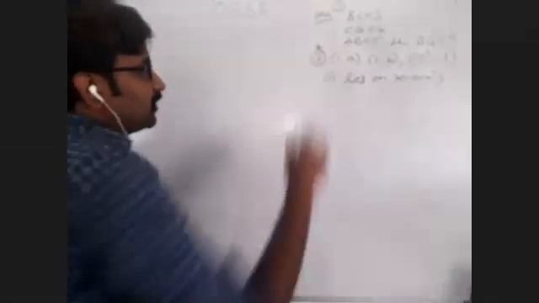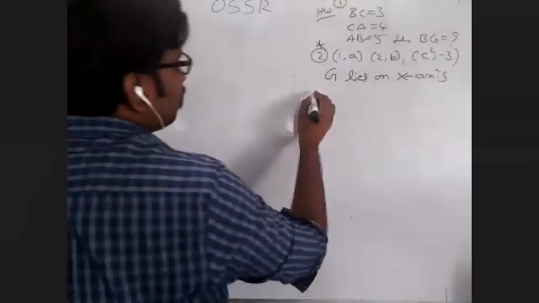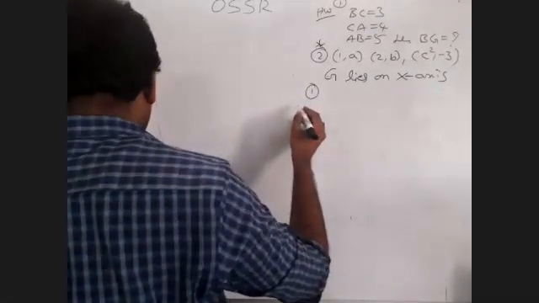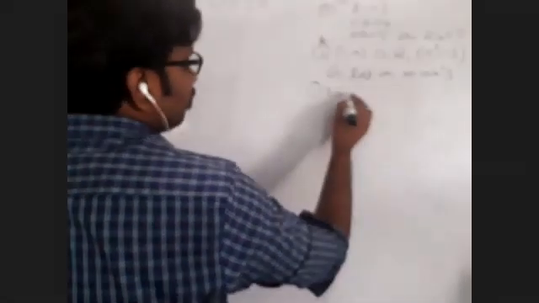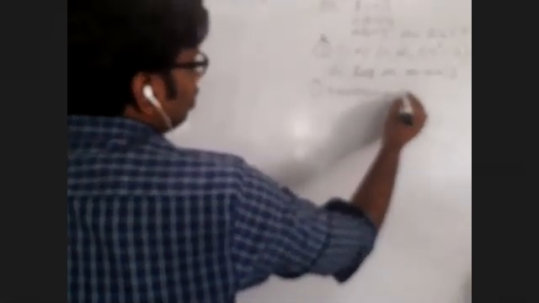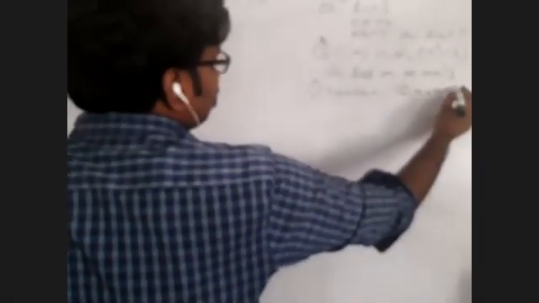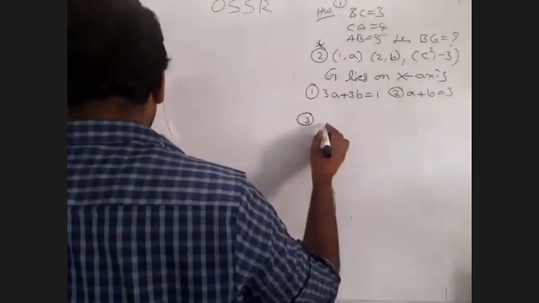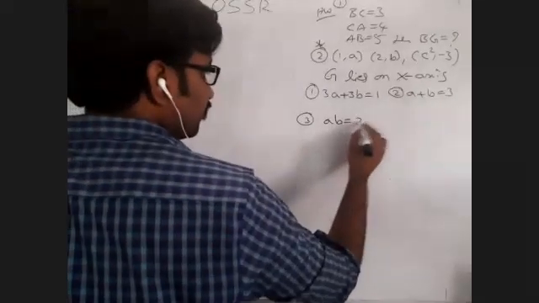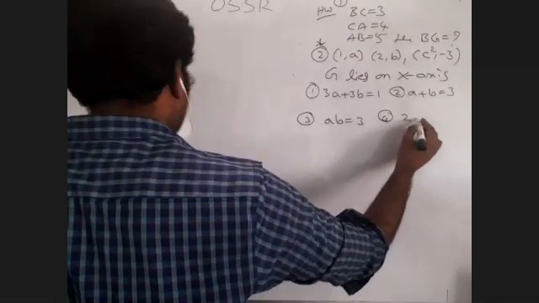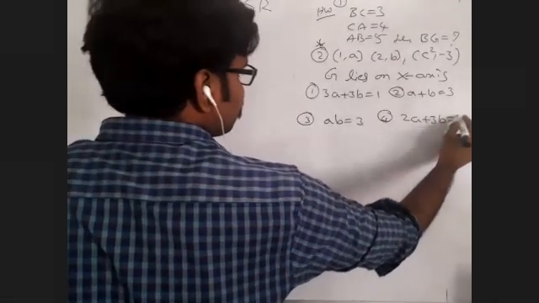The centroid lies on the x-axis. First option, 3a plus 3b is equal to 1. Second option, a plus b is equal to 3. Third option, ab is equal to 3. Fourth option, 2a plus 3b is equal to 7.